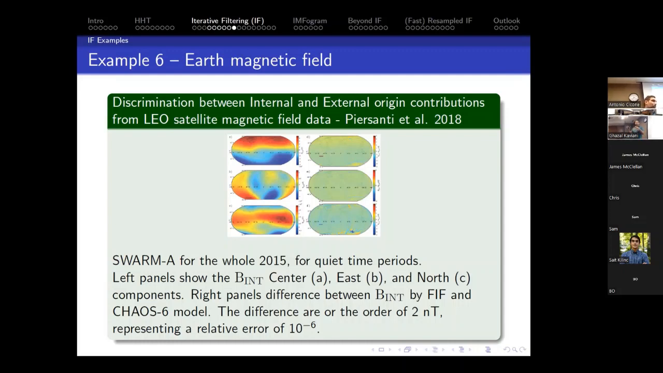So we split them into two groups. We added together the low frequency IMFs, and we compared the summation with the outcome of a model that has been developed in the last 50 years in geophysics called Chaos 6. I mean, now it's version 6. This model, developed by several groups of researchers around the world, allows you to estimate the Earth's magnetic field with high accuracy. So we compared our outcome with the model estimation, and we got an error of 10 to the minus 6.